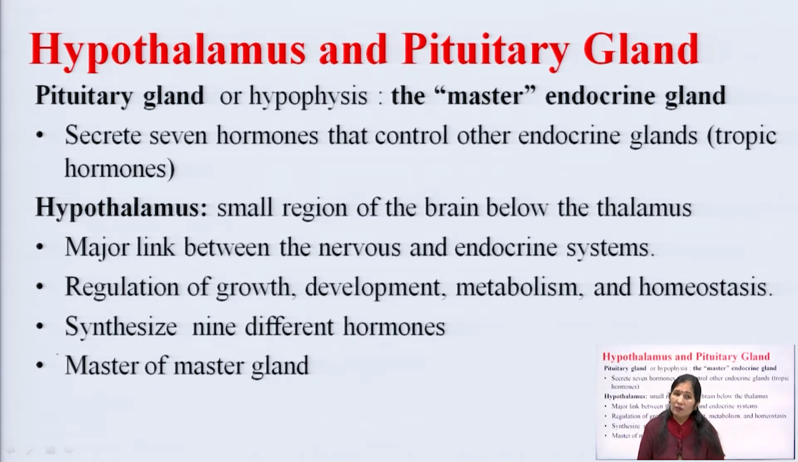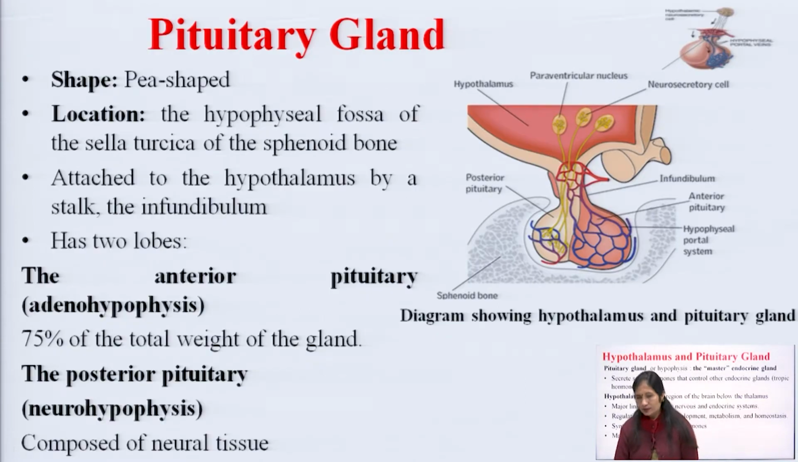Now, hypothalamus synthesizes 9 different hormones, and these 9 different hormones control the secretion of 7 hormones of pituitary gland. So, that is why, because pituitary is master gland and hypothalamus controls the pituitary gland secretion, hypothalamus is known as master of master gland.